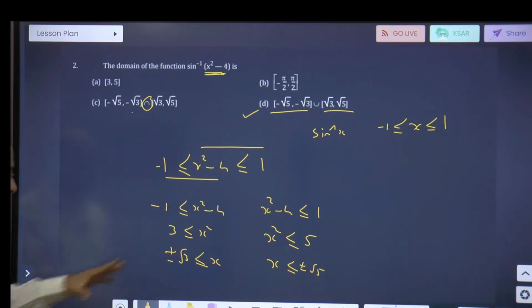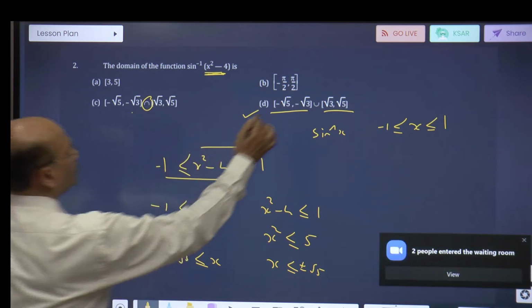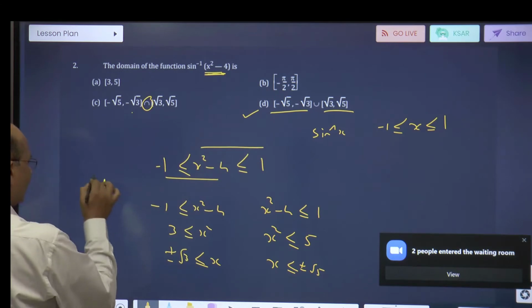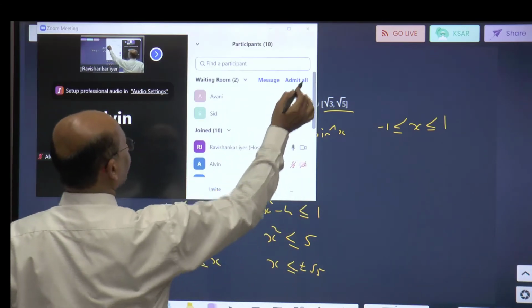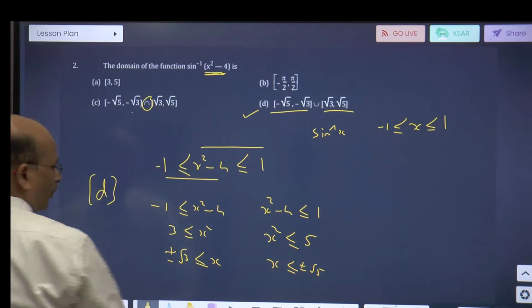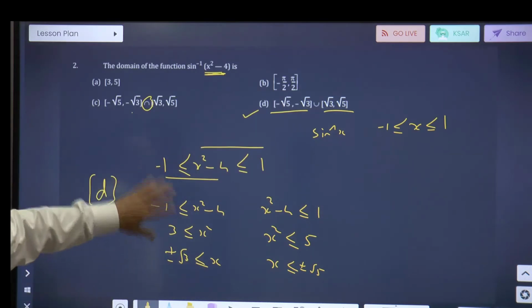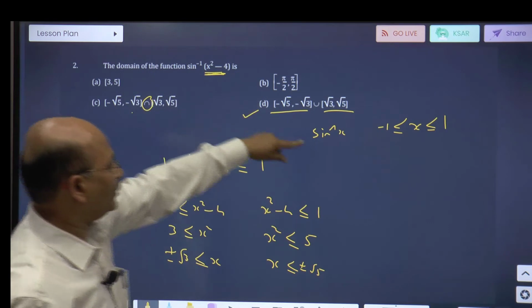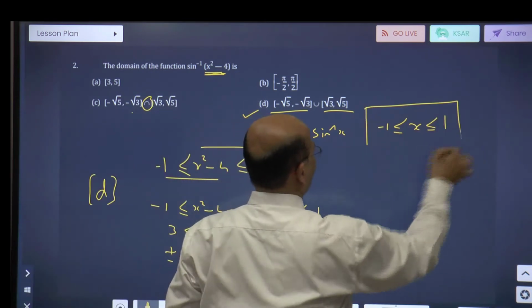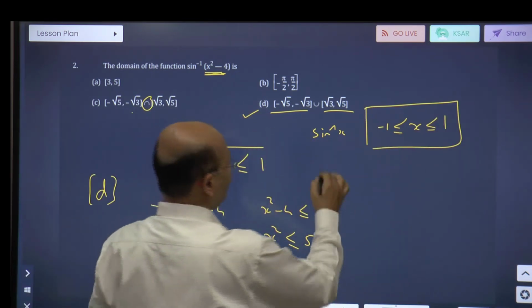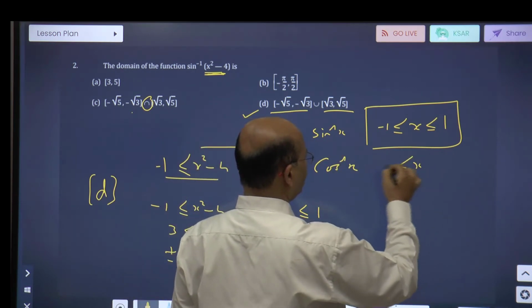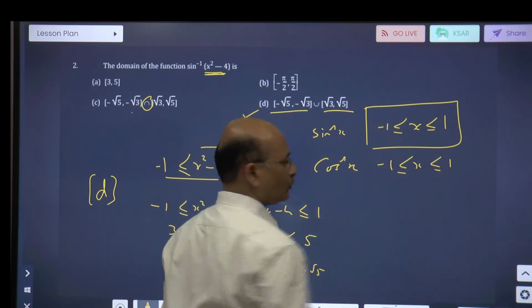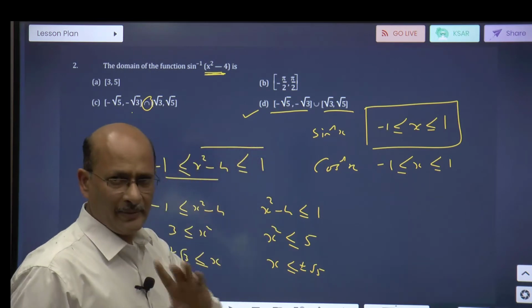Okay, so this is the way we work. D option will be the right option for me. I hope you got this point clear. So be careful, whenever domain happens to be, this is the benchmark. Now this is for sine inverse x; cos inverse x also has the same domain. The domain of cos inverse x is minus 1 to plus 1 only. Keep that in mind. Okay, remember this.